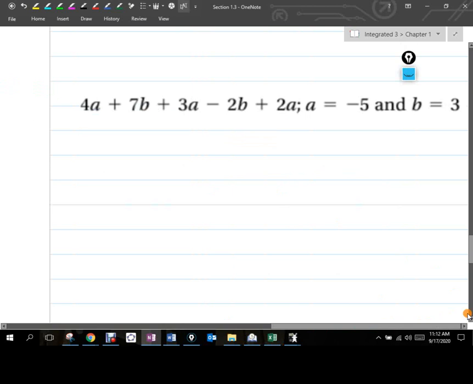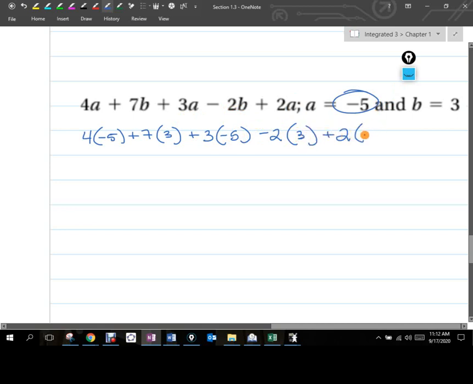All right, so in this situation, all they're going to do is ask you to evaluate. From yesterday, we were talking about if I have 4A, but now A is -5, we're going to replace that. Plus then 7, but B is 3. Plus then 3, A again was -5. Minus 2, B again was 3. Plus then 2, but A again was -5.